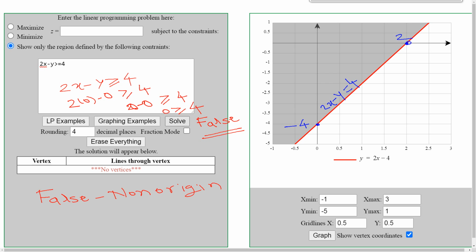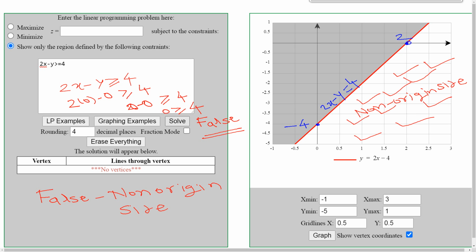Non-origin side is the answer. So whatever we have shaded in white color, that is the answer. So this is the required answer, non-origin side. This is the feasible region, non-origin side.